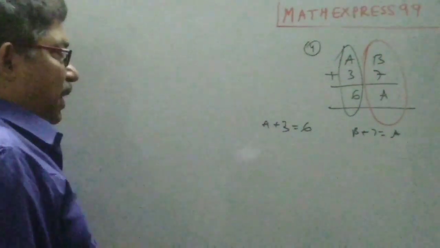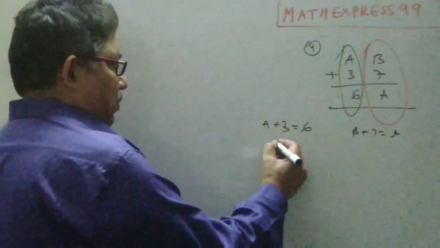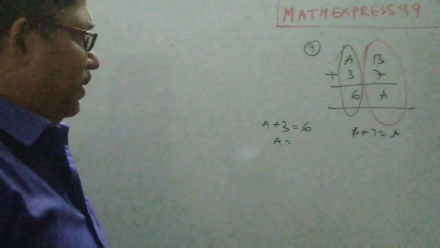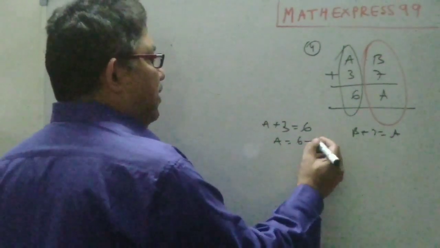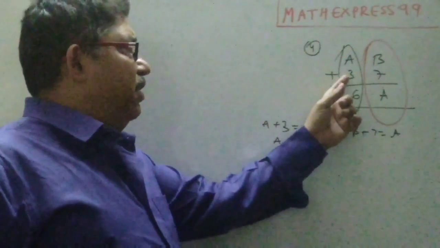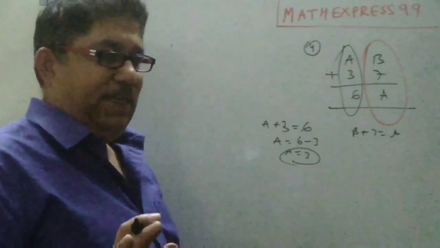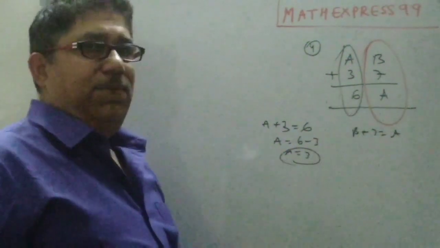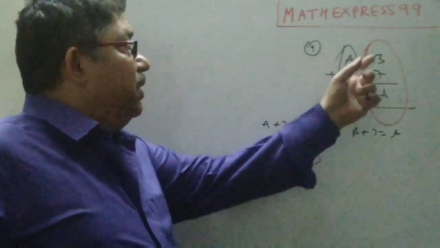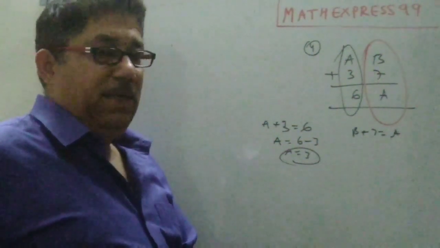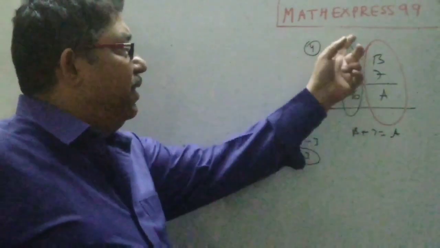So what should A be equal to? I'm not saying I'm going to get the correct answer. Maybe I don't get the correct answer. A plus 3 is 6, so A is 3. Suppose it is correct that this is 3. 3 plus 3 is 6. But how can you get 3 here? You can't, because B plus 7 cannot be 3. B plus 7 must be 13. If B plus 7 is 13, then there is one carryover. So the whole thing goes wrong.